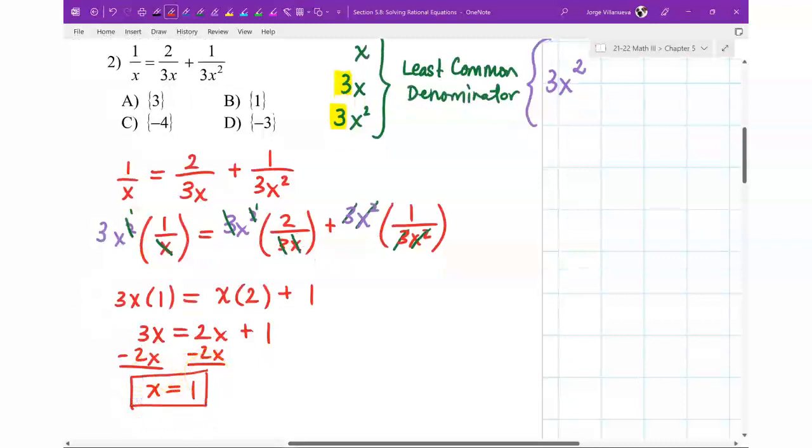The key to these problems is that you get rid of the fractions. The way you get rid of the fractions is by multiplying by the least common denominator. When you do that, you're going to start cross-canceling things, simplifying, and you're going to end up with just a normal-looking equation. Then you solve. Something that you're kind of used to solving. Just a normal equation.